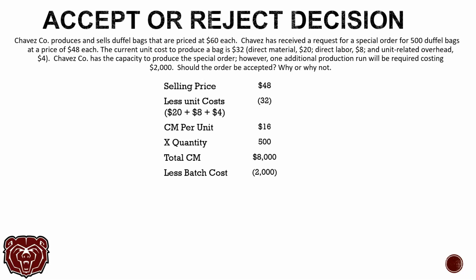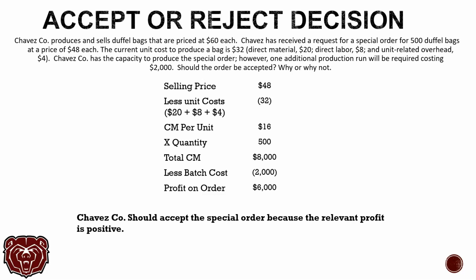Now, we have to set up an extra batch, so that's an extra cost for us. That's the batch-related cost, $2,000. So $8,000 less the $2,000, the profit on the order is $6,000. So Chavez should accept the special order because the relevant profit is positive. They are going to make money on this, so they accept the order.